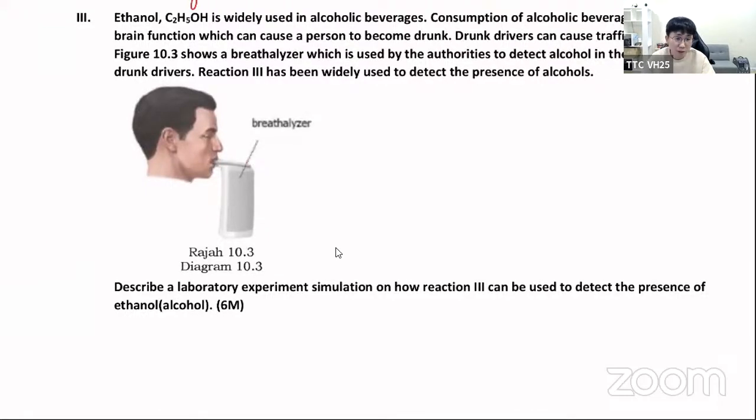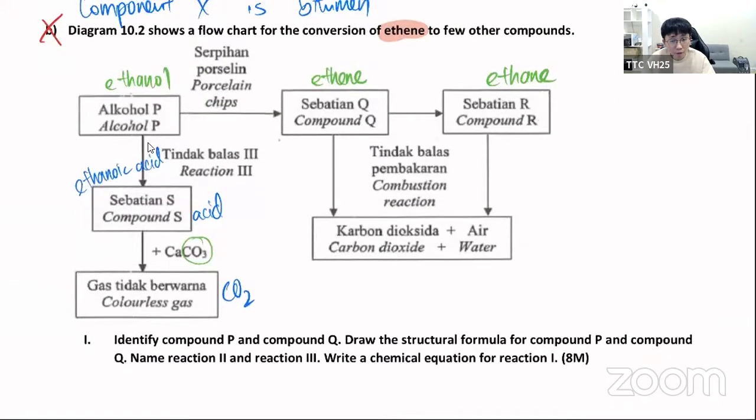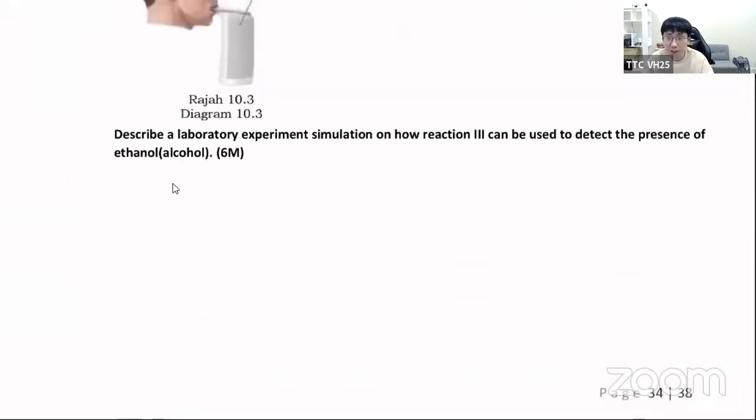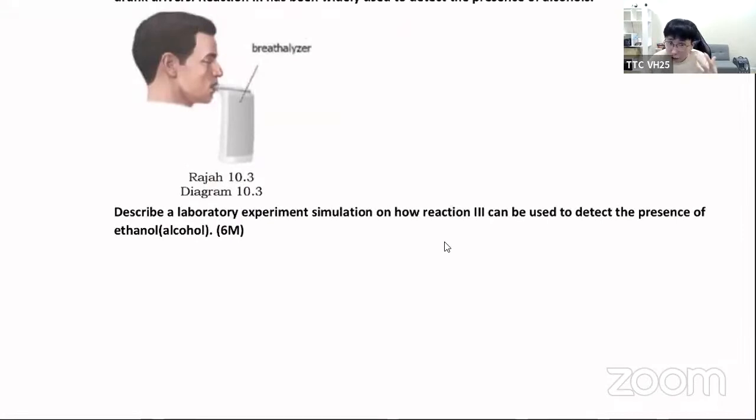So what do we know about the reaction tree? When you take alcohol and react it with oxygen, it becomes carboxylic acid, right? So what do we do? If you think about the reaction tree, don't go until ester here. Here it's still in between alcohol and carboxylic acid. What's the question? How we can use the reaction tree to detect the presence of alcohol. We link chemistry to daily life. So how to do this?